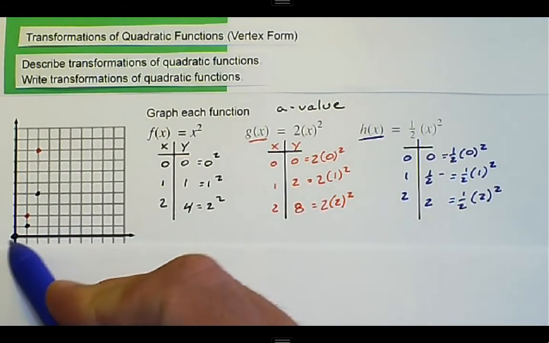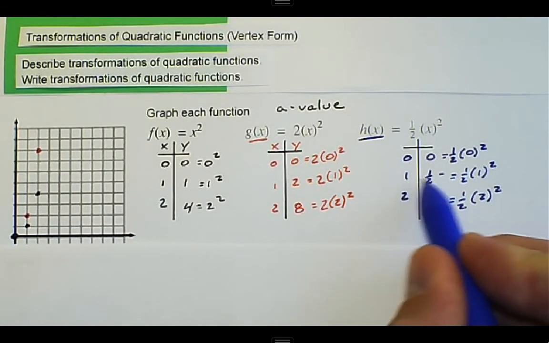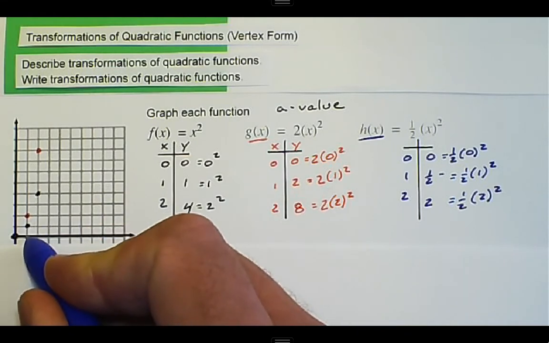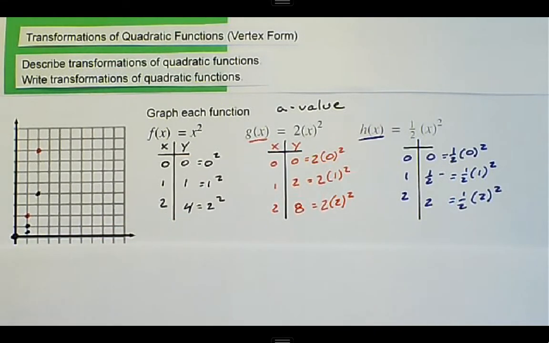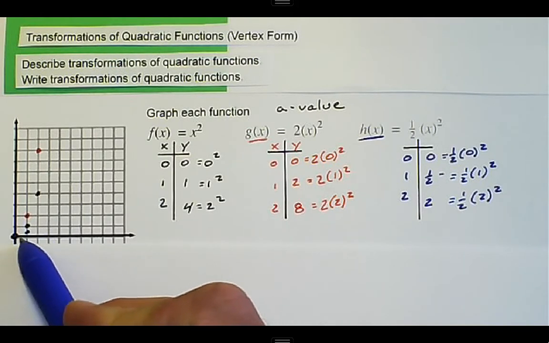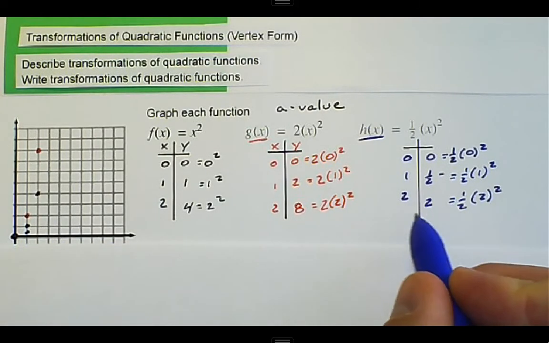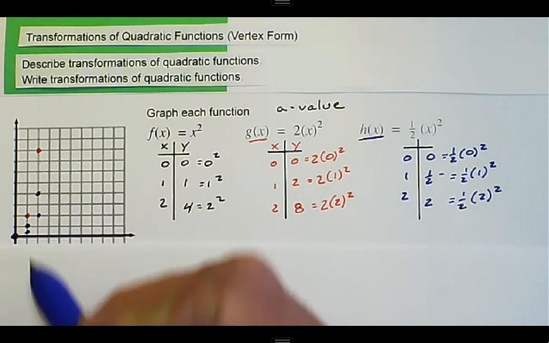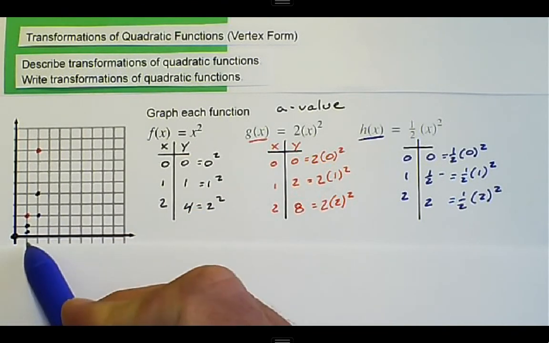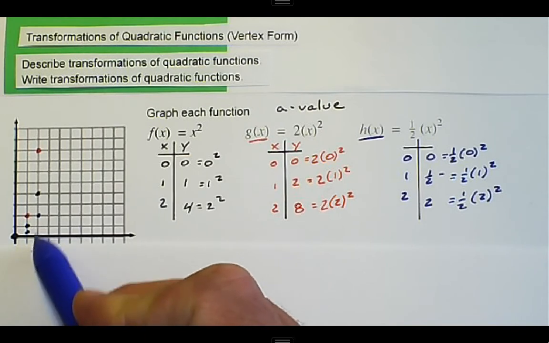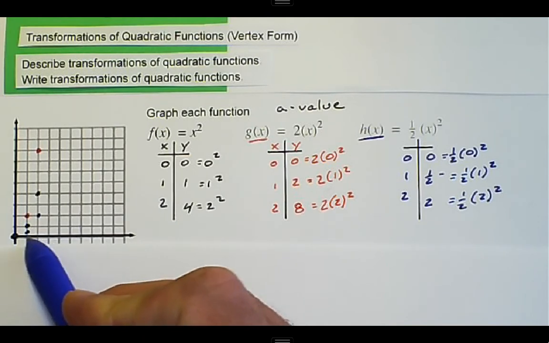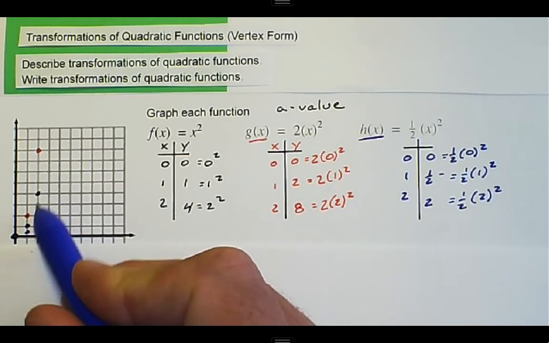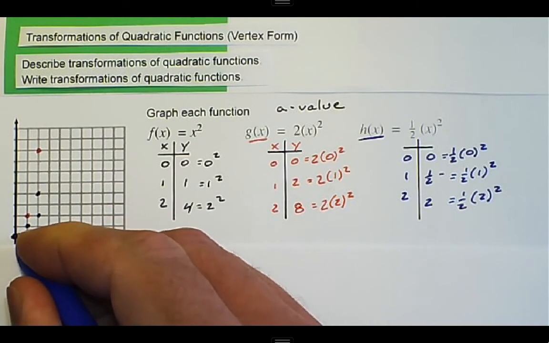So 0, 0 is already graphed. Now we have the point 1, 1/2. So we go over 1, up 1/2. And we can see that that is flattening out. It's getting closer to the x-axis here. And then we have the point 2, 2. So over 2, up 2. And we can see that that point is half as high as the parent function. So we have these functions here.